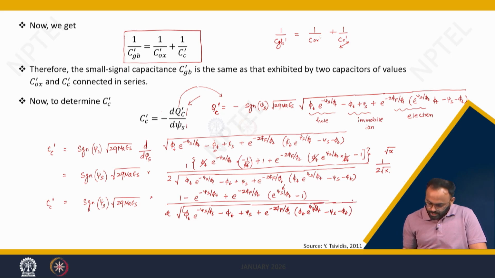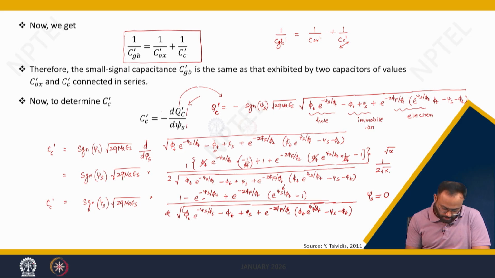Now, is the equation correct for all values of psi s? If you closely see, if I put the value of psi s equals to 0, then the numerator, this quantity, so let me change the color of my pen, numerator will give you what? 1, because e to the power 0 is 1. Then in the numerator you will get 1 minus 1 plus e to the power of minus 2 phi f by phi t into, again this is what? 1 minus 1. So in the numerator you are getting 0.